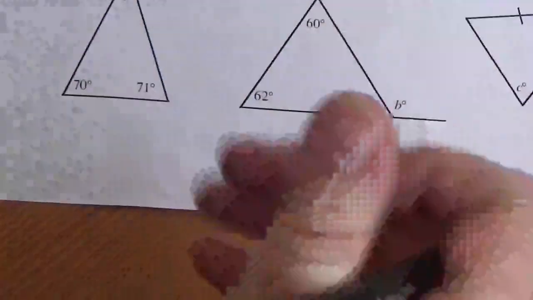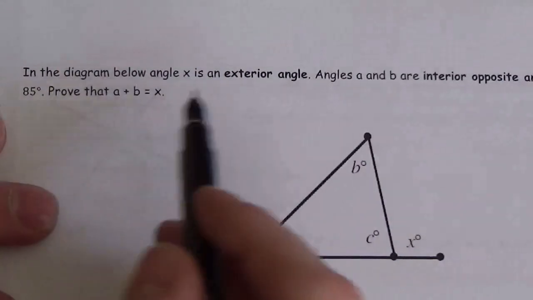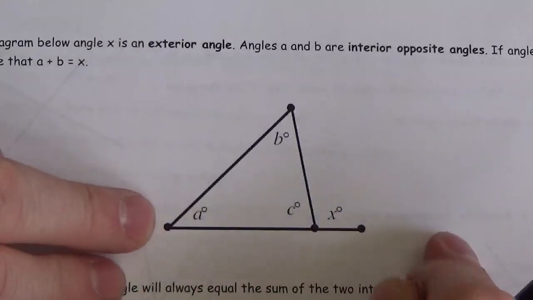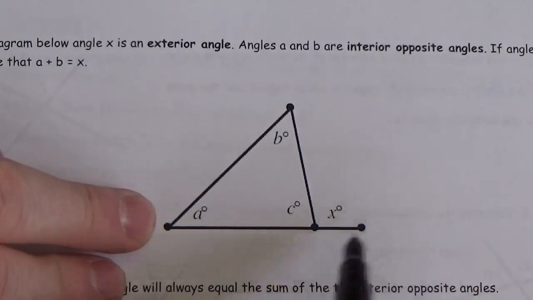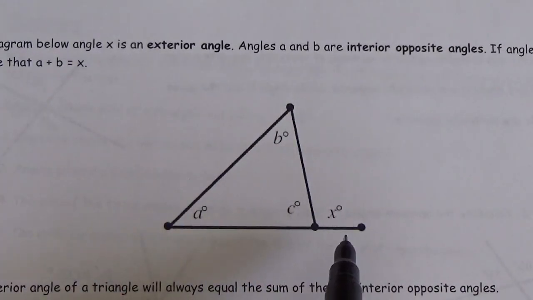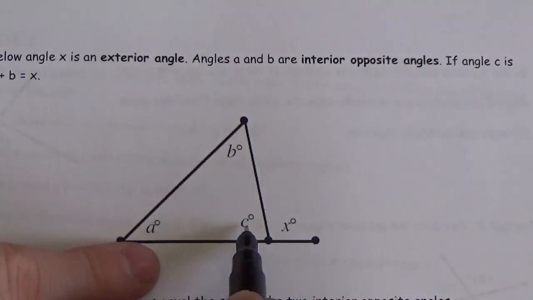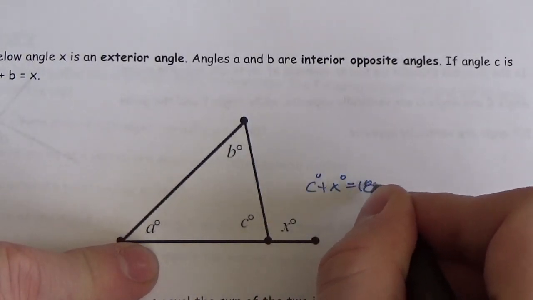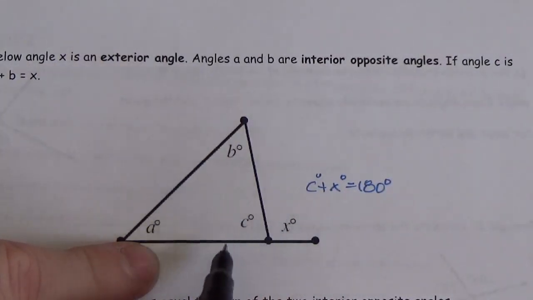Now, there's one other rule we want to take a look at before we do some questions. And that's this rule right here. In the diagram below, X is the exterior angle. So if you take a triangle and you extend a side, the angle that's formed between that side of the triangle and the extension is going to be X. It's called the external angle, or an exterior angle. Now, this angle, angle C, and angle X here, C plus X, must equal 180 degrees because this is a straight line. So together these are supplementary angles.